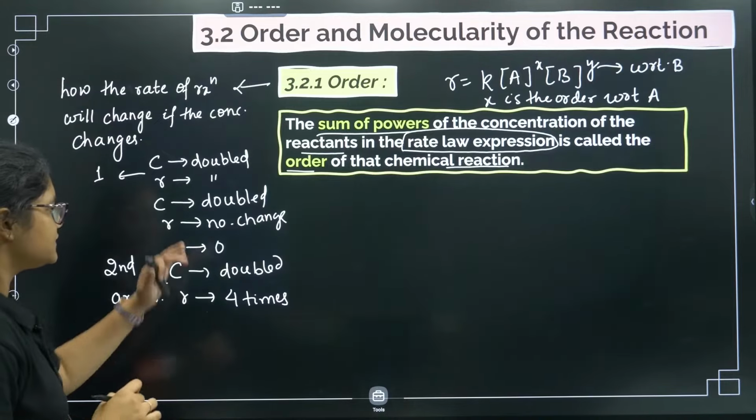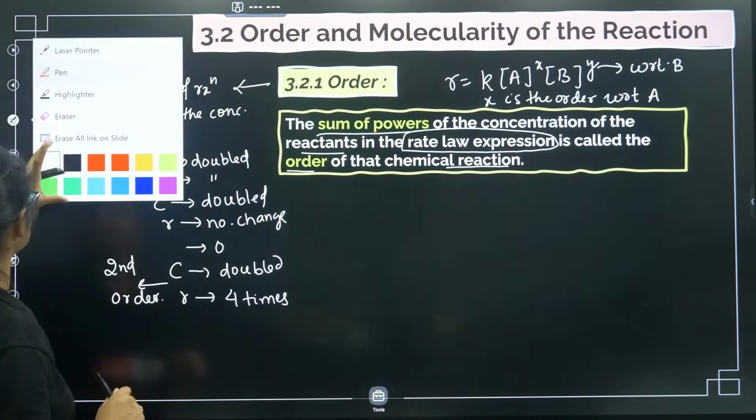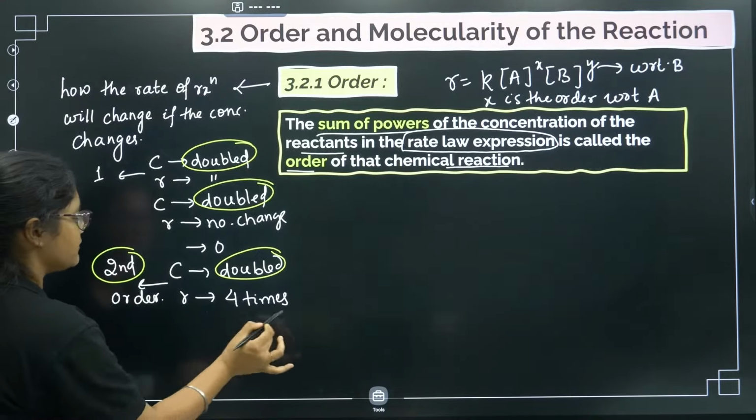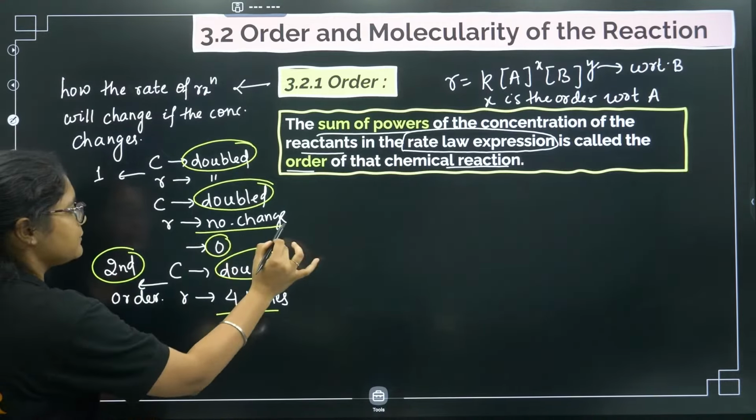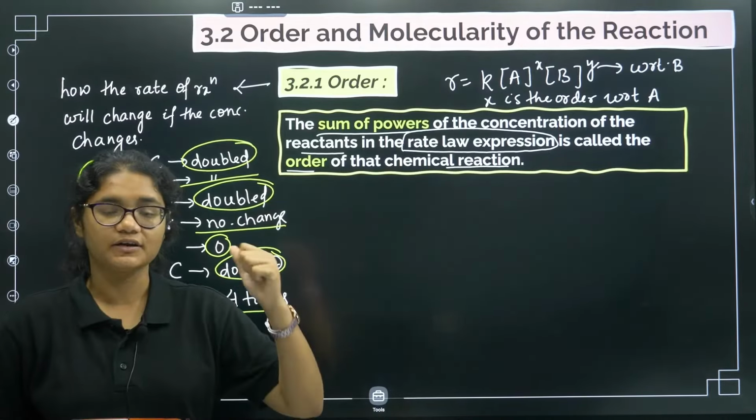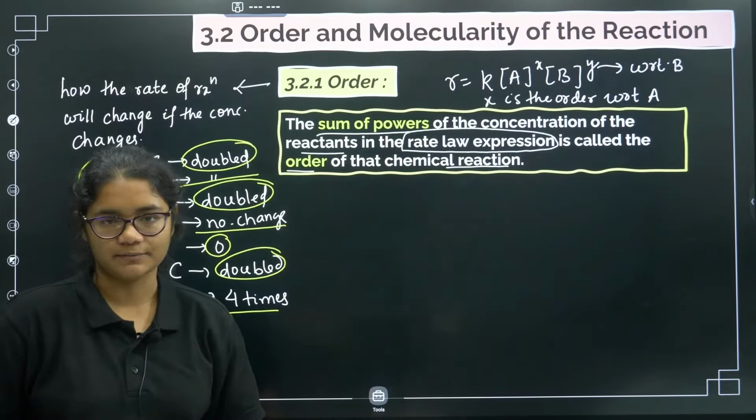Getting? So see here, in every case you have doubled the concentration, but based on the order of the reaction we see different changes. If it is a second order reaction, rate will become 4 times. If it is zero order reaction, there will be no change in the rate. If it is a first order reaction, then the rate will also become double, right? So when you change the concentration, how the rate will change, that is what is determined by the order of a reaction.